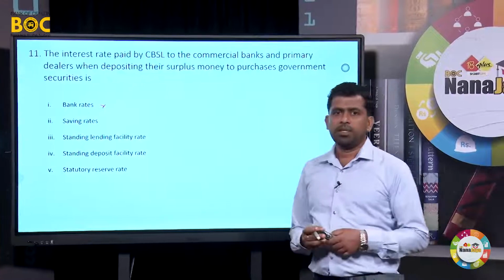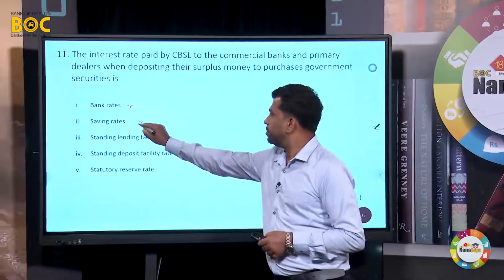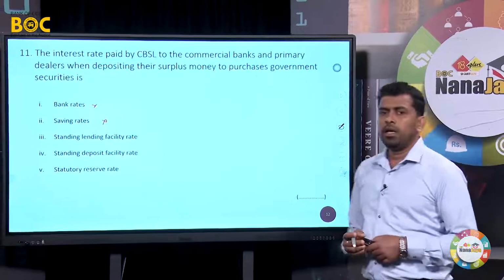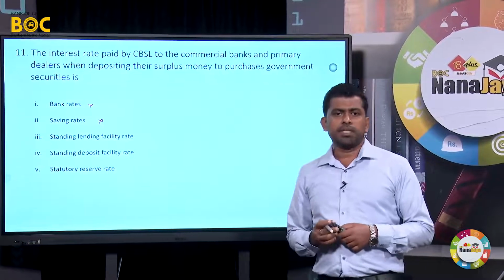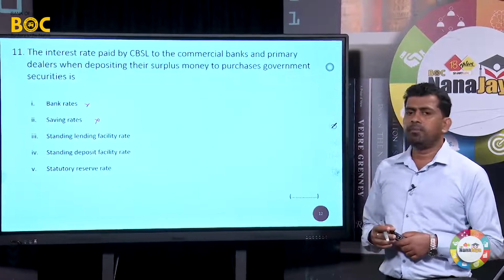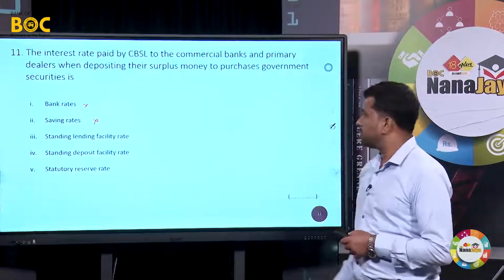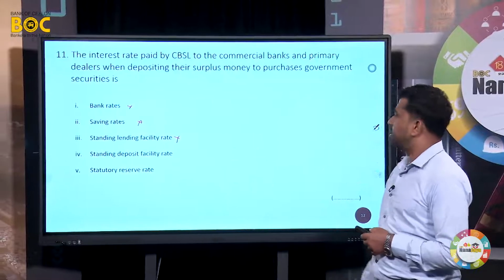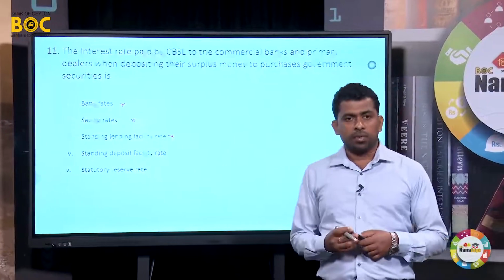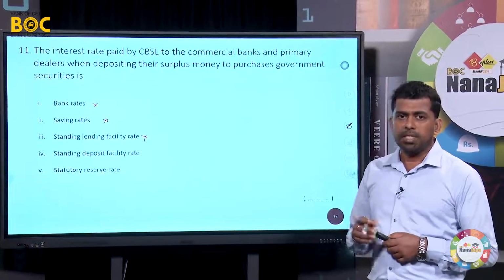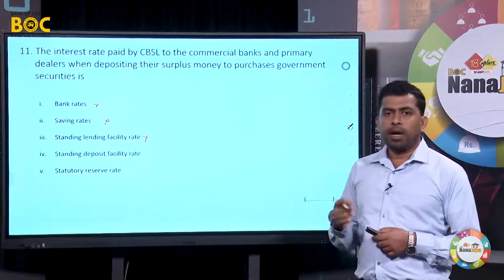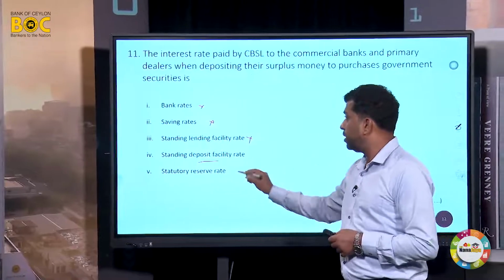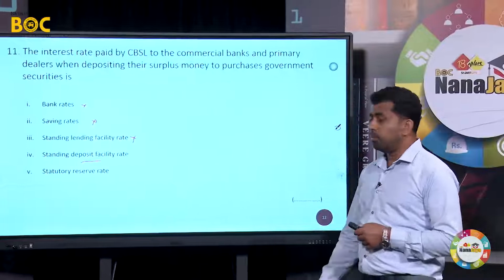Saving rate, that is normal saving deposit rate. Standing lending facility rate. Standing lending facility rate means the interest rate charged by CBSL from commercial banks for the loans granted by keeping government securities as collaterals. So standing lending facility rate is not represented by the given idea. Standing deposit facility rate means the interest rate given by CBSL to commercial banks for the money invested on government securities. So the correct answer is the fourth option. This idea is shown through the standing deposit facility rate.